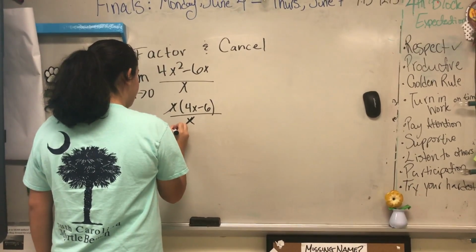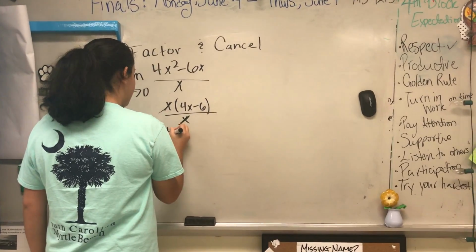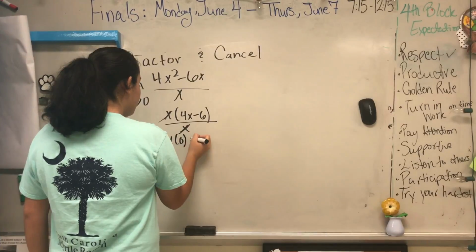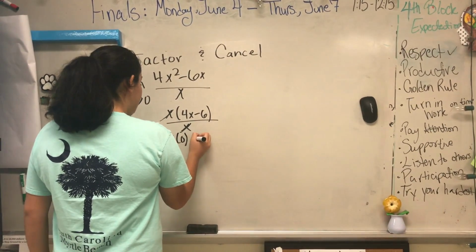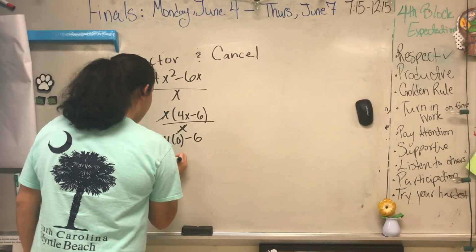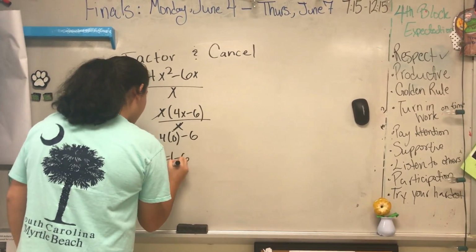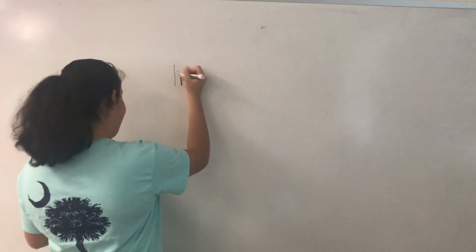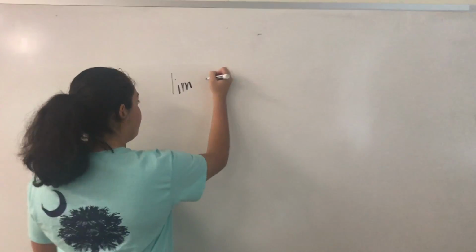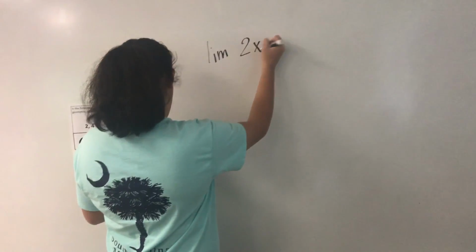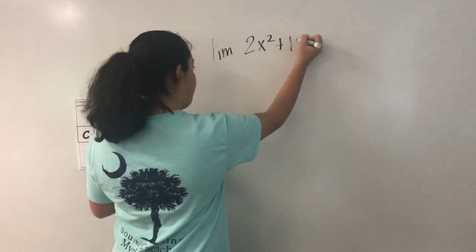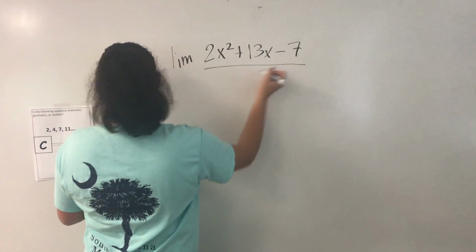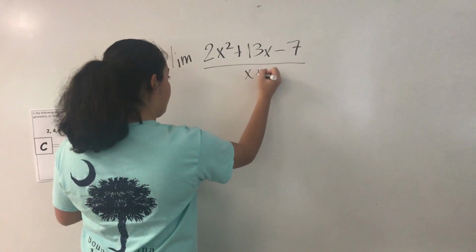Now, a smart strategy would be to extract x out of 4x squared minus 6x. Once you extract the x, you will notice you have an x on the top and an x on the bottom. Knowing that the x on the top and the x on the bottom will cancel out, now all you have to do is plug in 0. So 4 times 0 minus 6 will equal -6.